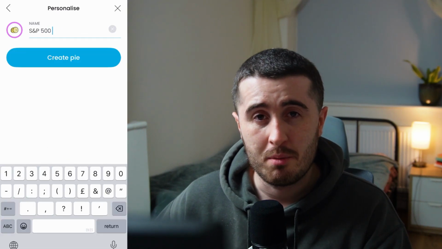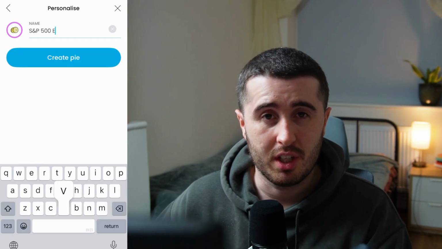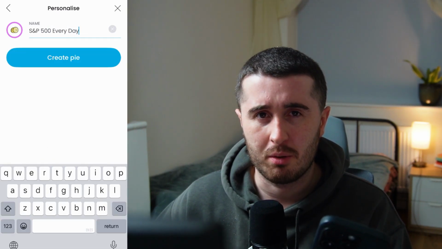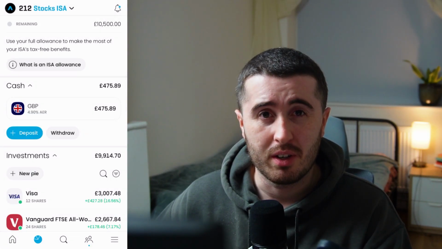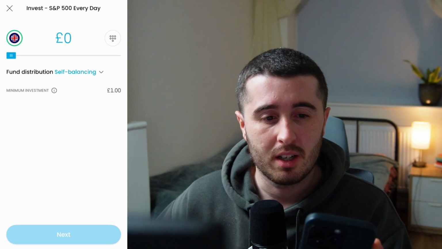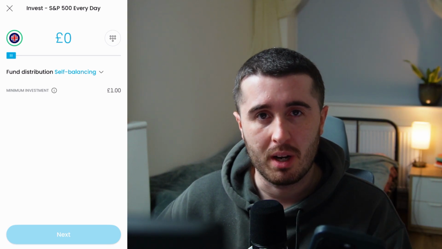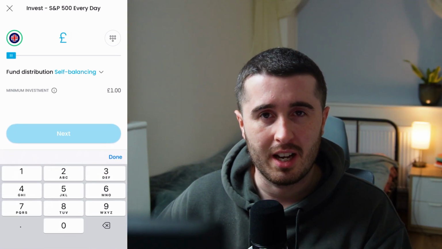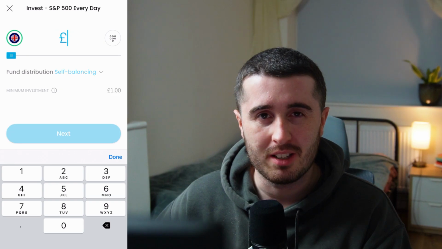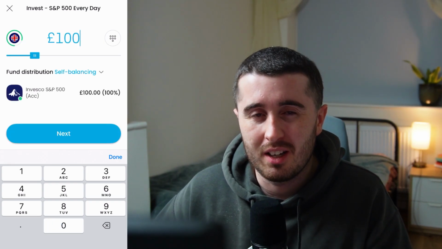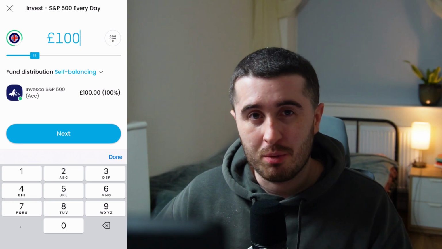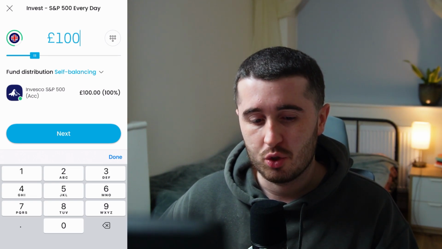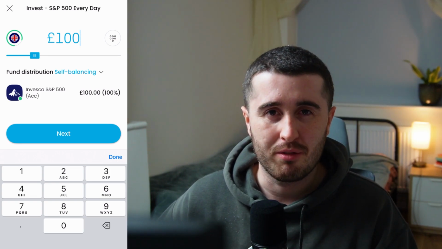And then here I've just named the pie the S&P 500 everyday pie, which might sound like I'm copying someone, but I did actually have this idea quite a while ago. I just never really had the funds to do it. And then here you can see I've created the pie and I'm just putting in £50. I was sat here for quite a few minutes deciding whether I wanted to do £100 per day or £50 per day. My initial idea was £100 per day, but I sort of realized that my cash flow would be affected a little bit.